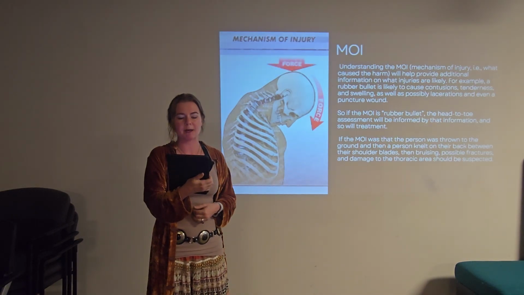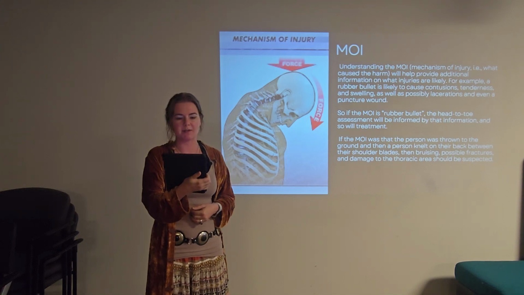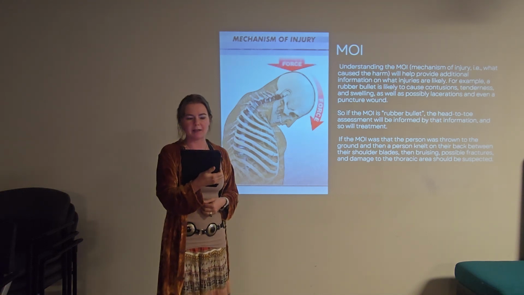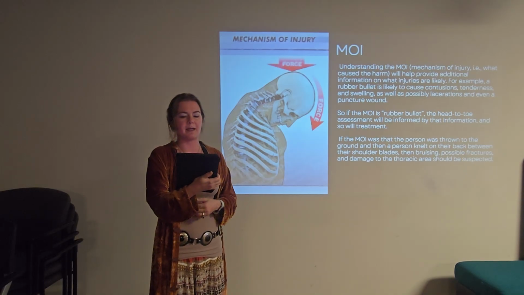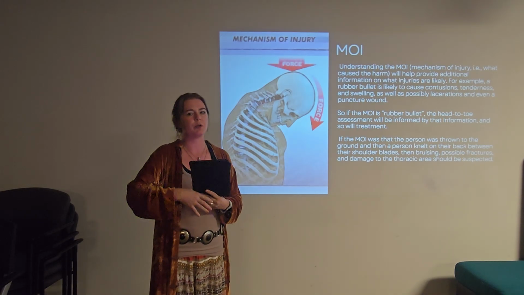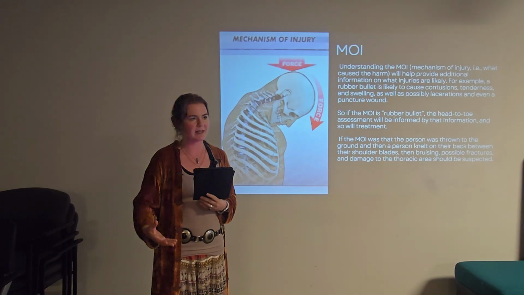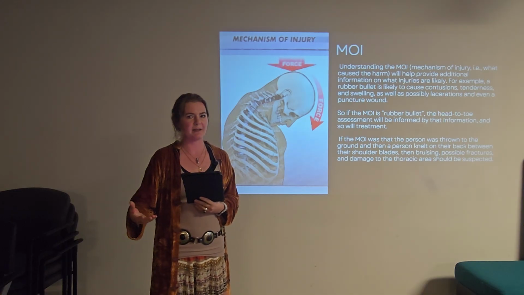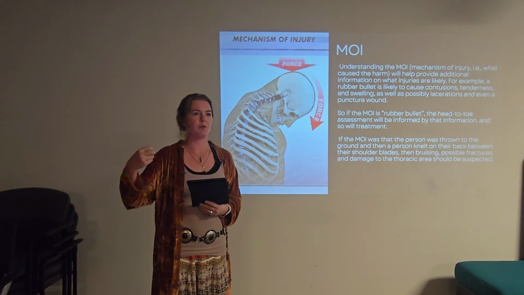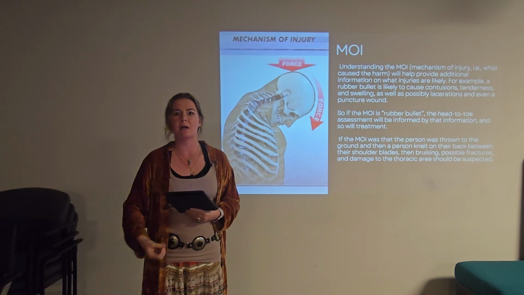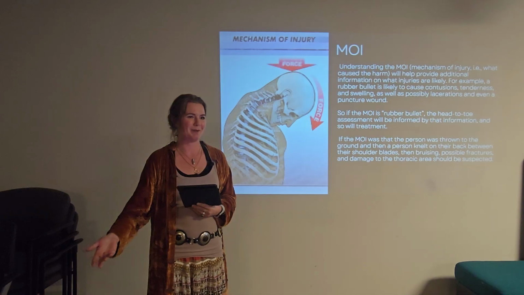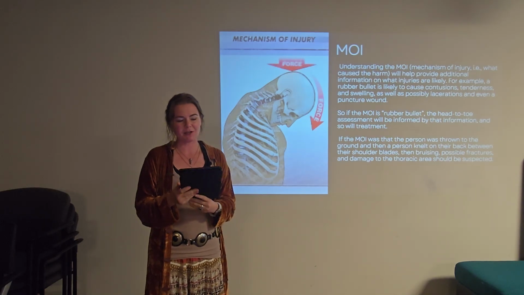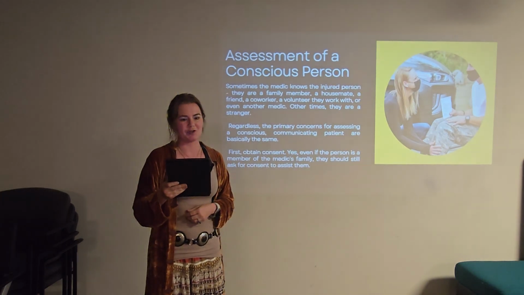If the MOI was that person was thrown to the ground and then a person knelt on their back between their shoulder blades, then bruising, possible fractures, and damage to the thoracic area should be suspected. So you inform your head-to-toe assessment and your DCAP BTLSs with the information you know about the mechanism of injury. Now, if you just find someone unconscious on the ground, you don't always know the mechanism of their injury. Patient assessment if they're capable of answering questions.